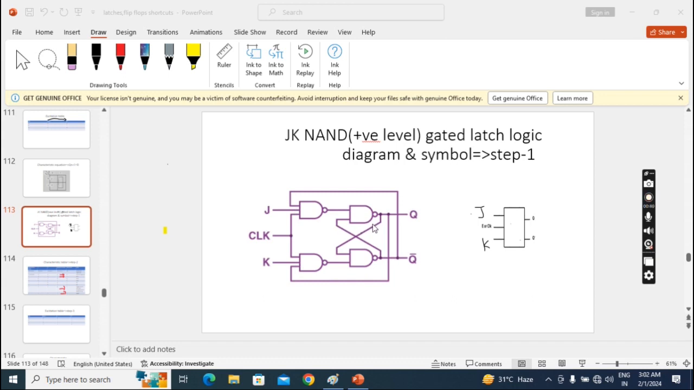Or we can do another connection also. This we cannot give here, and this connection we can give here. We can do it like that also. So from SR only we can get JK. This is the symbolic diagram. And this is with the NAND latch part.